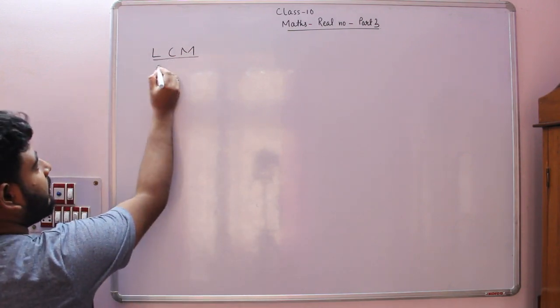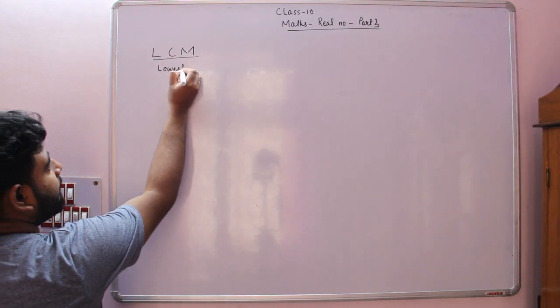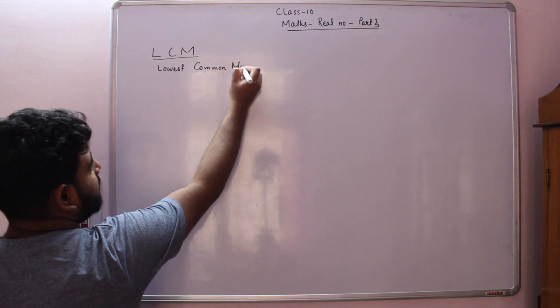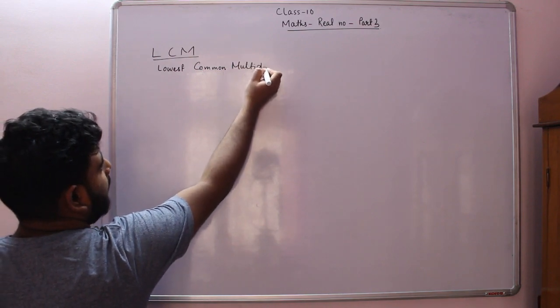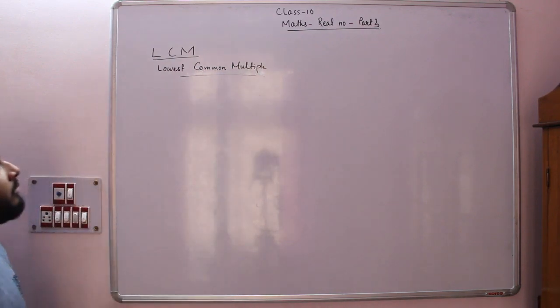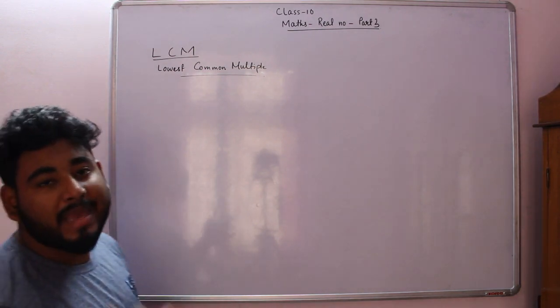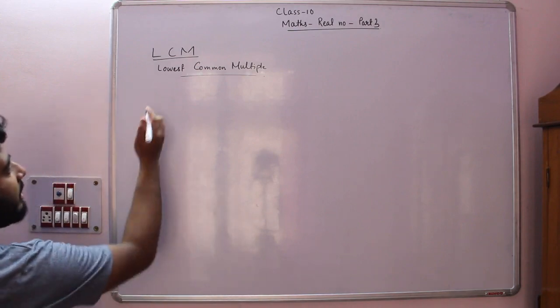LCM means what? Lowest common multiple, right? Now the question is, how can you find the LCM? So I am going to the basic concept. Now what is a multiple?